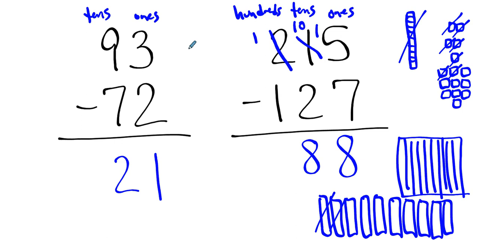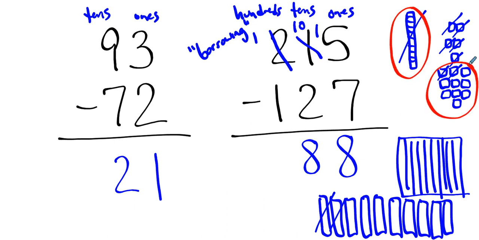So the whole idea of borrowing is really just fancy regrouping. It's recognizing that a 10 is really 10 ones. It's recognizing that 100 is really 10 tens. That's what's going on. So when we borrow, we use our knowledge of place value to rewrite things in a creative way. Does this hold in other bases?